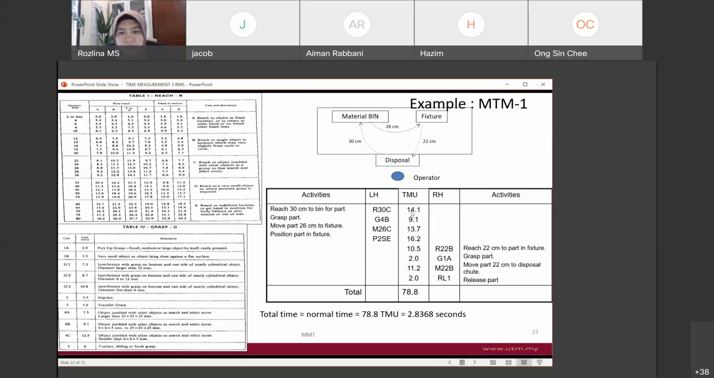And so on. Then you can see the left hand and right hand. In this case, there is no symmetrical, actually there is no symmetrical. So after you total up, you get 78.8 TMU. After you convert 78.8 TMU, you will get 2.8 seconds. Very small, right? 2.8 seconds, complete. So it is very accurate, a very accurate method.